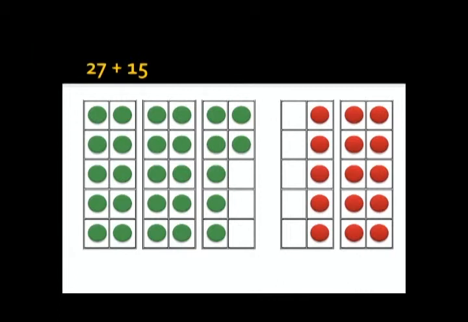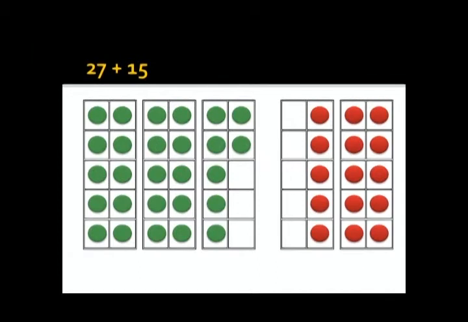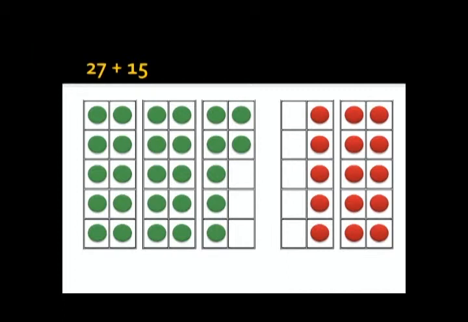Here we have bigger numbers we're working with. 27 plus 15. The green counters represent the 27. The red counters represent the 15. For 27, we have 3 frames we're working with. For 15, we have 2 frames we're working with.